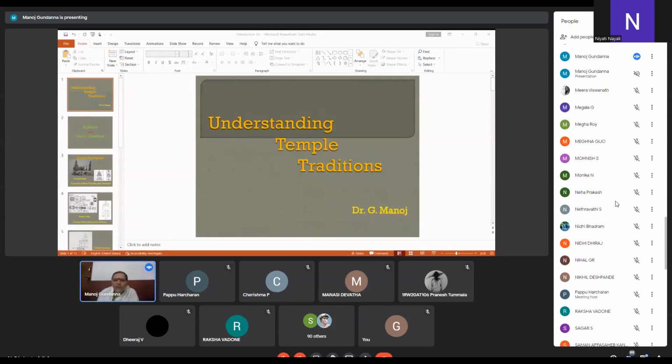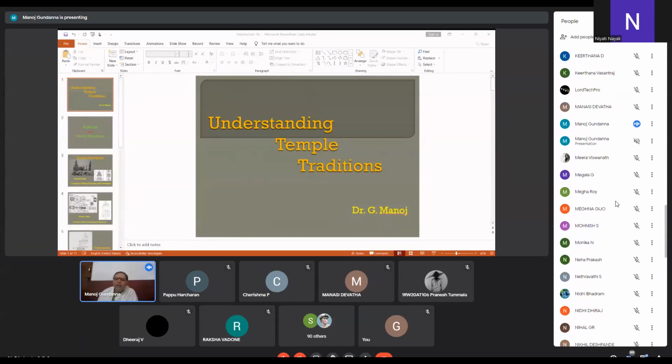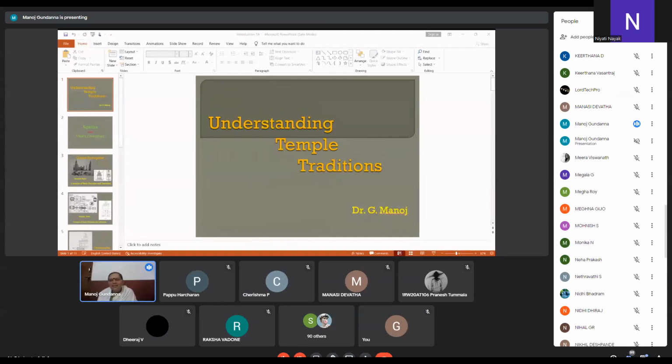They did not look into the literary evidence or the epigraphical sources, and they just started deciding or dating something. So the best example I can give here is Percy Brown, when he studied the Indian temple architecture, and this is supported by many Western scholars.